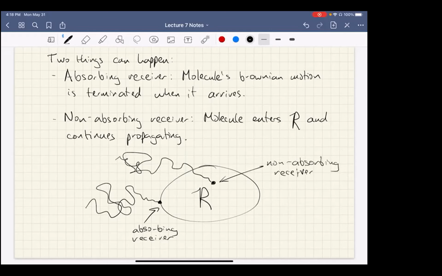Now, these aren't the only two possibilities. You could imagine a non-absorbing receiver where R was solid. So in other words, it would encounter the receiver and then maybe come back later. That kind of receiver is more difficult to model than either of the two examples that I'm presenting here. But just bear in mind that these aren't the only two possibilities. Okay, so let's talk a bit about absorbing receivers first.